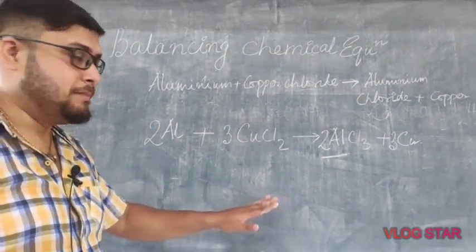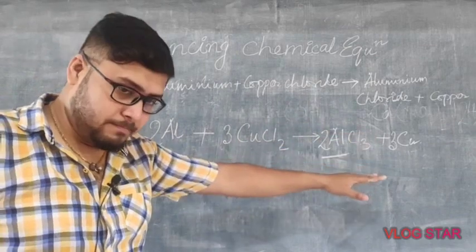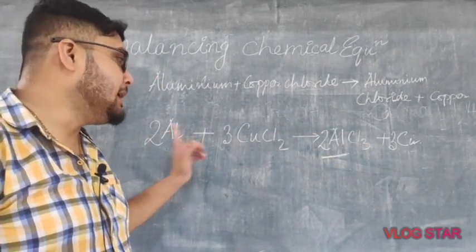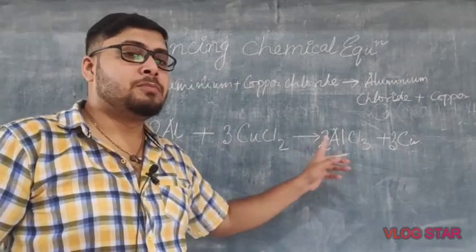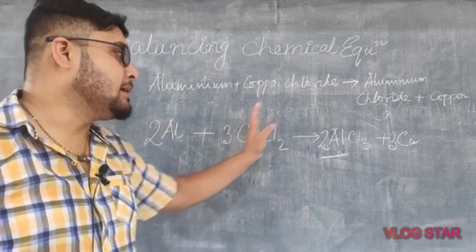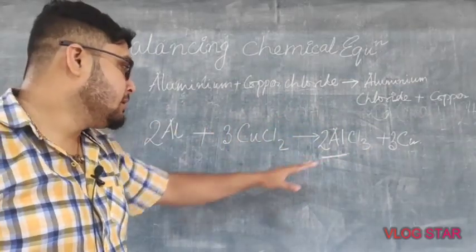One by one we have to see. We cannot balance all together. One by one each and every single element should be balanced, and after that we will see that the total equation will be balanced as a whole.